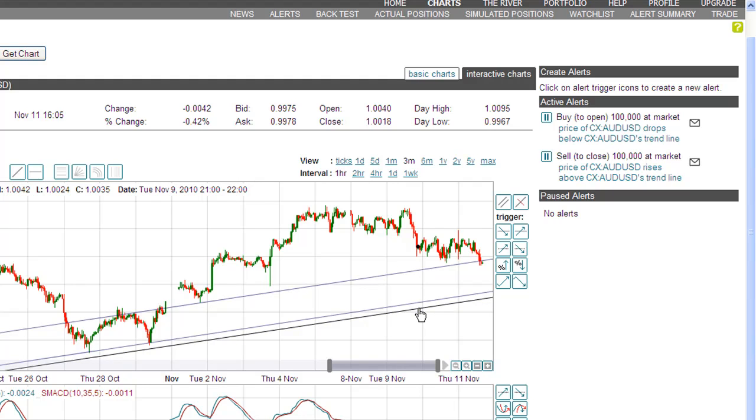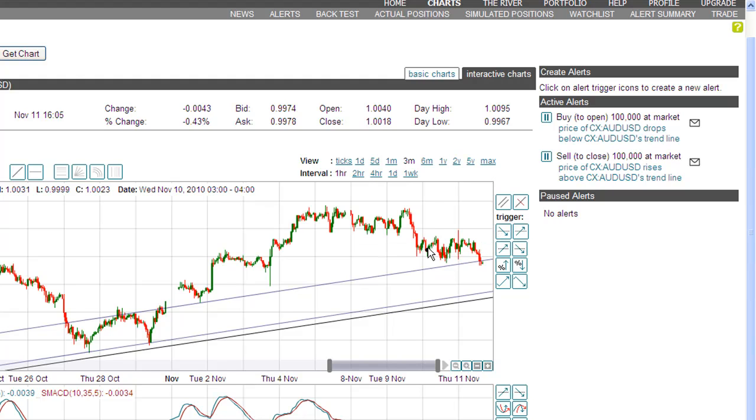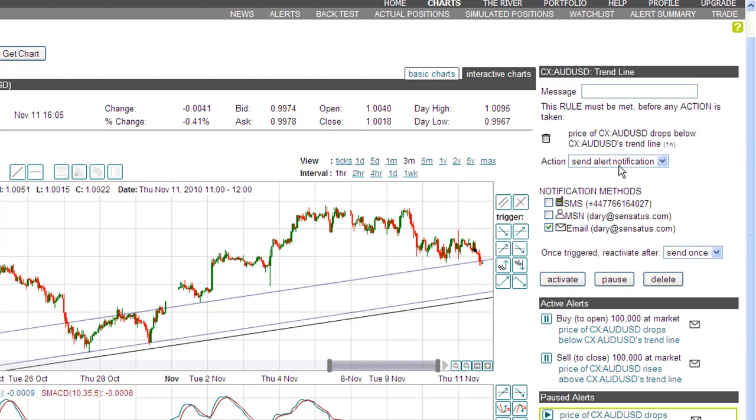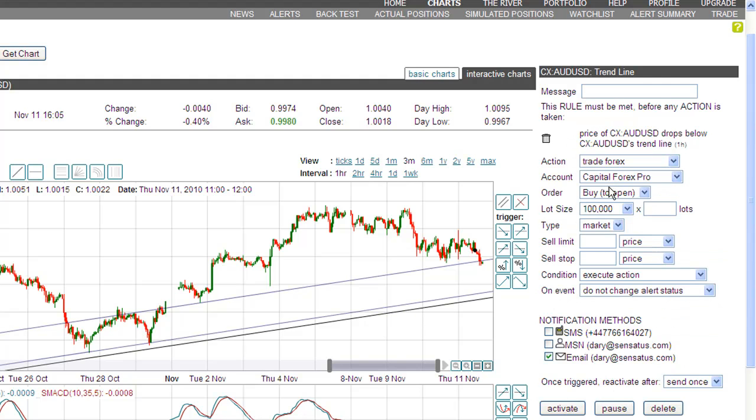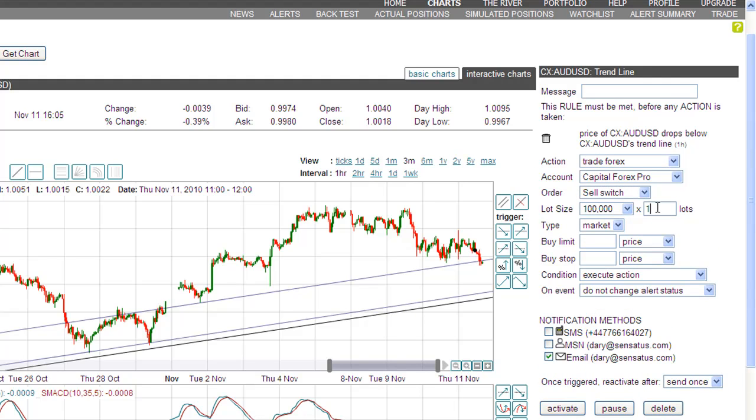I am now going to set up a trade using this stop trend line. So if the price breaks through this stop trend line based on an hourly interval, I will close any long position that I have and switch it to a short position. So I'll sell to close or sell switch, which is to sell to close any long position, then sell to open a short position. If I don't have a long position, then it is sell to open a short position.